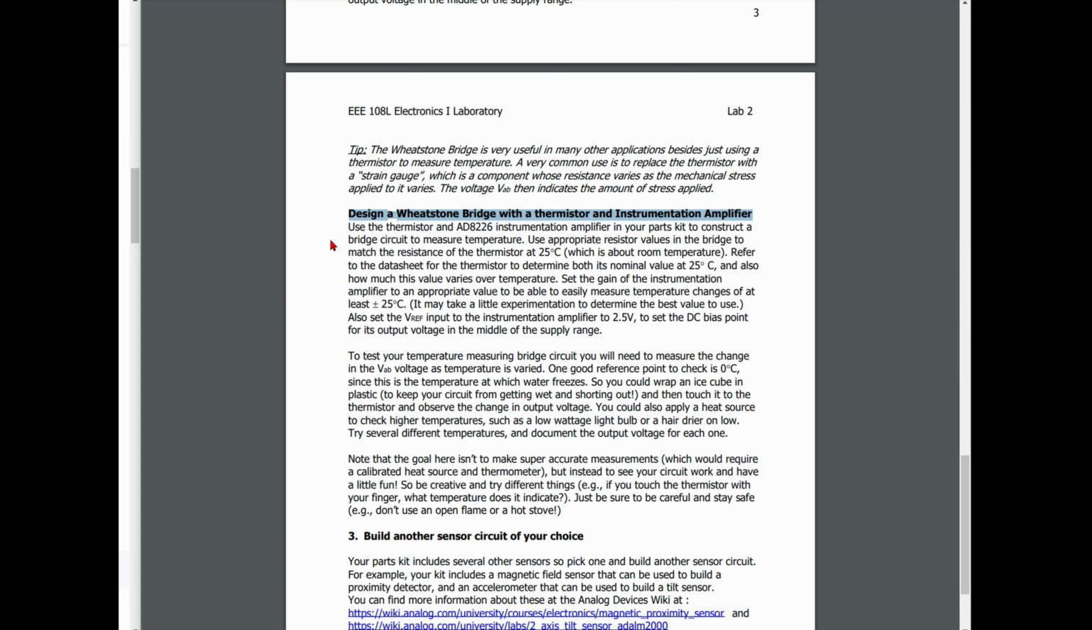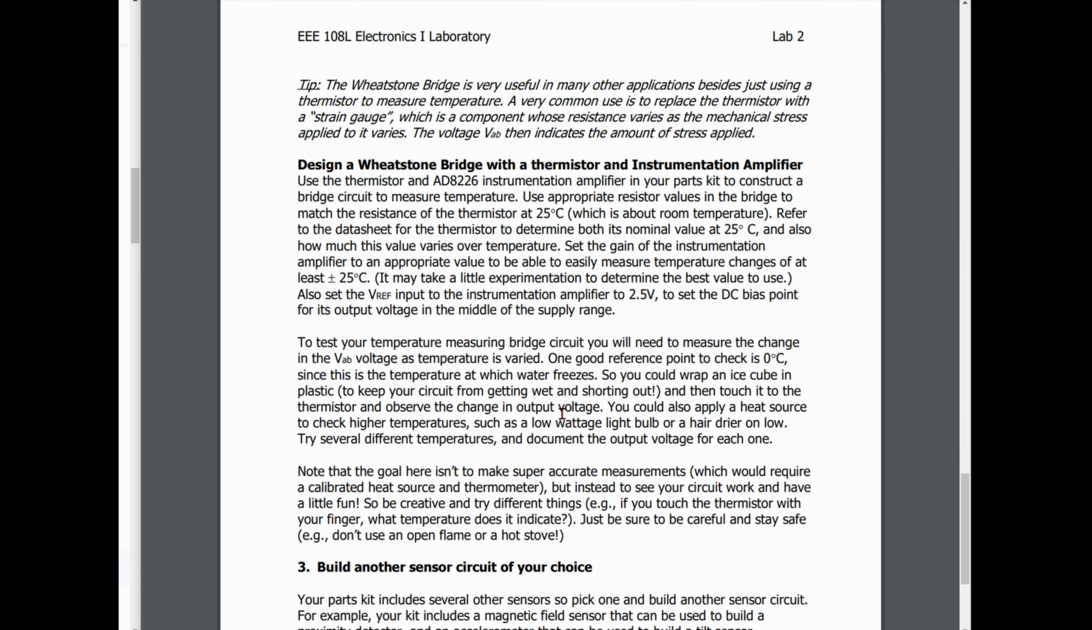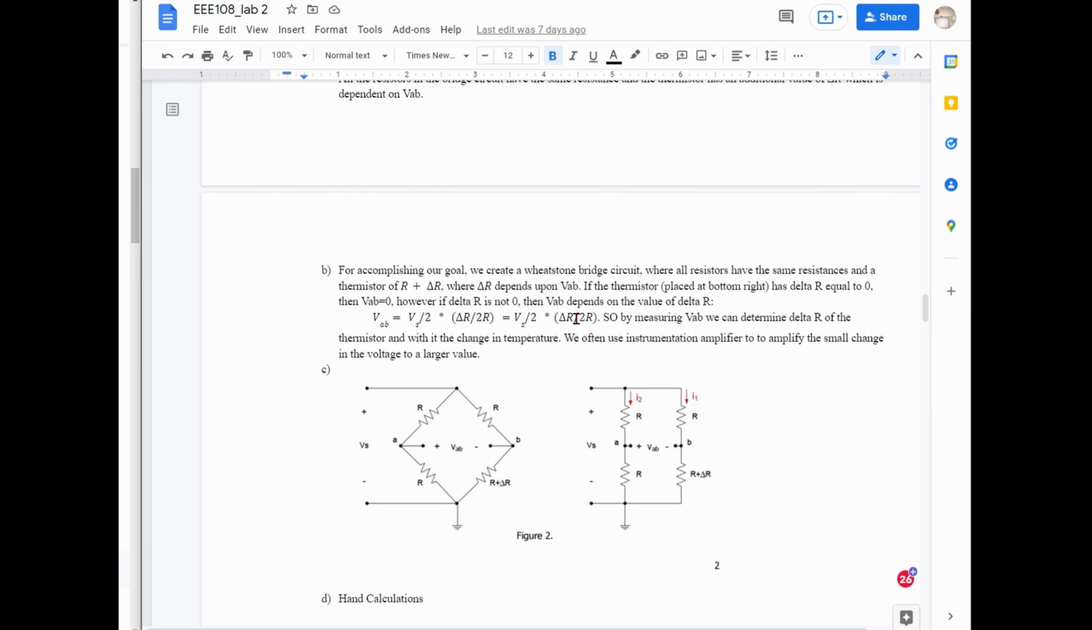We're not going to be going over this. This is just going over how we would test this, so we could read that here. We need to use the thermistor and test whether we have something cold or hot with it. Now that that's done, we can look at the lab for it.